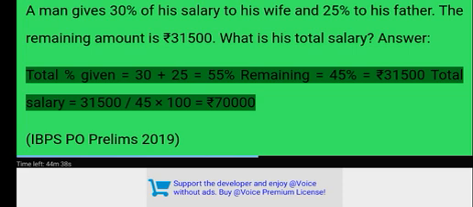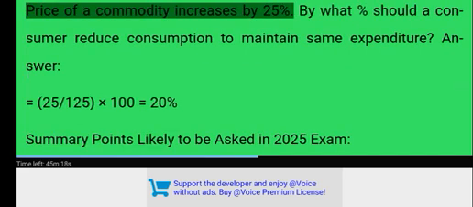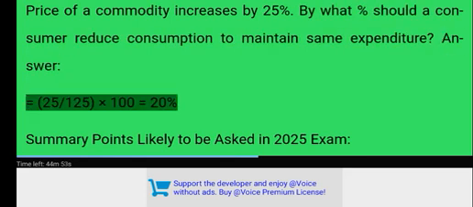Total salary equals 31,545 times 100 equals 70,000 rupees. IBPS PO Prelims 2019. Price of a commodity increases by 25%. By what percent should a consumer reduce consumption to maintain the same expenditure? Answer: 25/125 times 100 equals 20%.